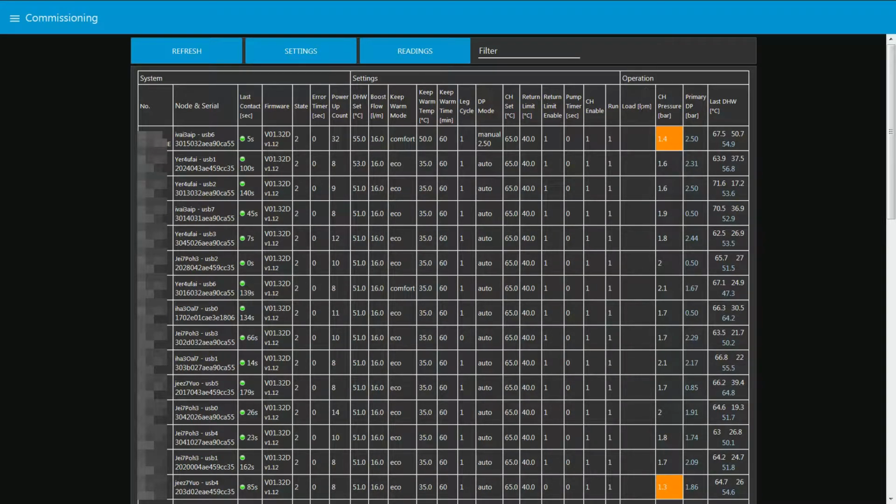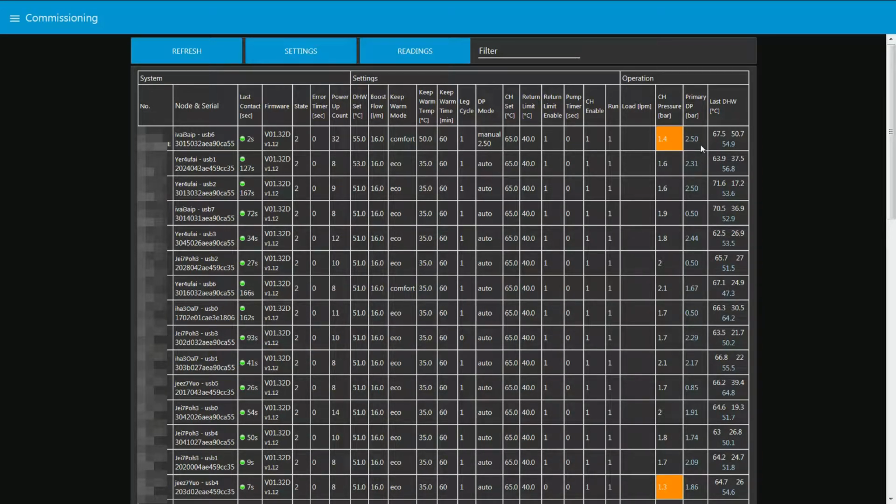Under the operational heading, we have current loads on the network. We have the central heating pressure in each property. This first one is showing a warning. The warnings come on when the pressure drops below 1.5 bar, and this will turn into an alarm when the system reaches 1 bar.